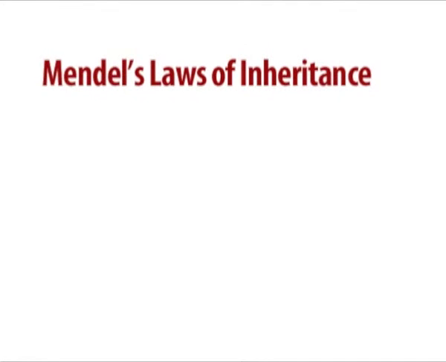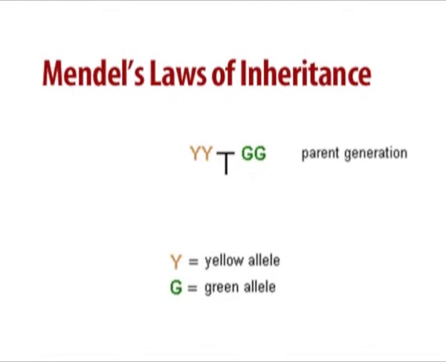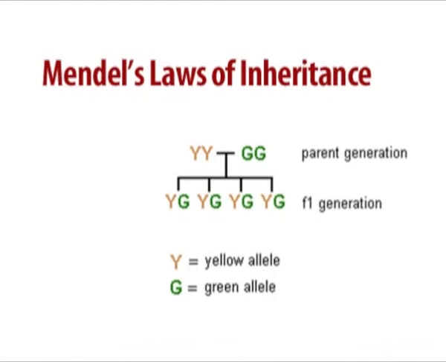It is important to note that in his experiments, the starting parents were homozygous for seed color. That means they each had two identical alleles for each trait, two yellow or two green. On the other hand, the progeny in the F1 generation were all heterozygous. In other words, they each had inherited two different alleles.